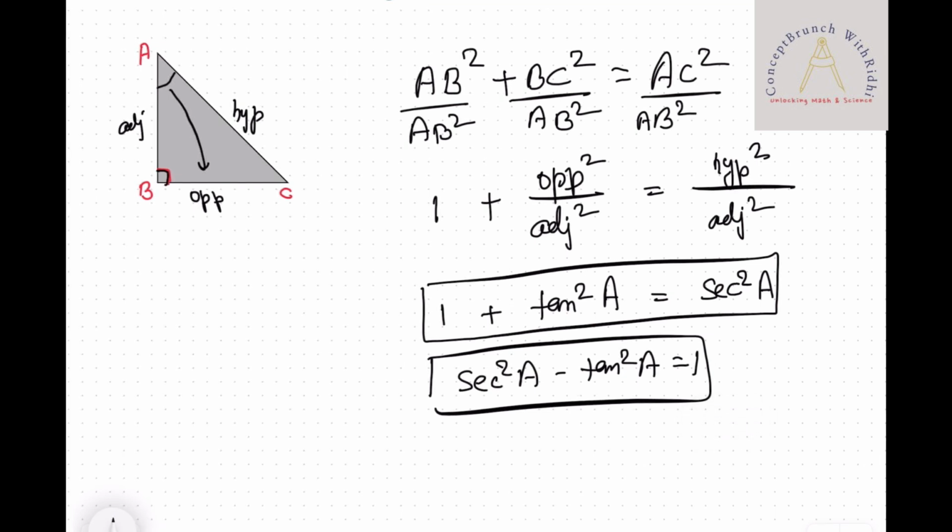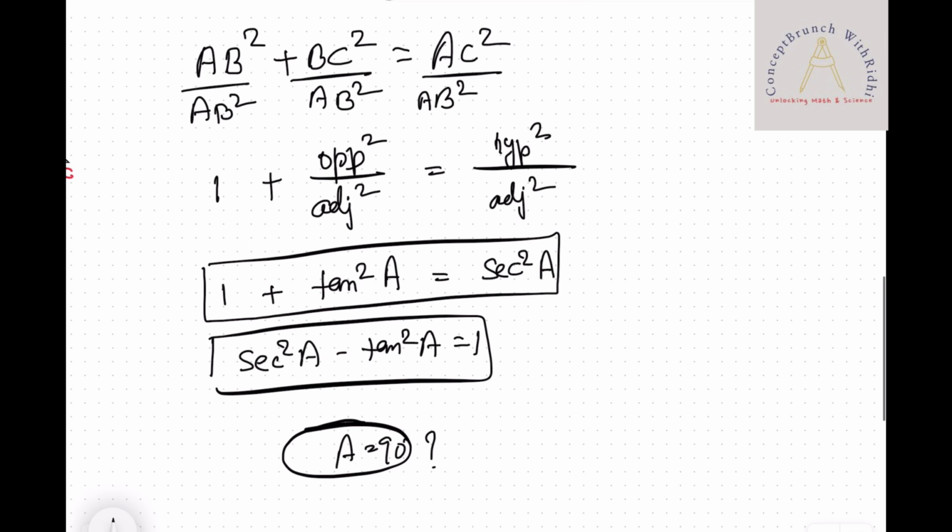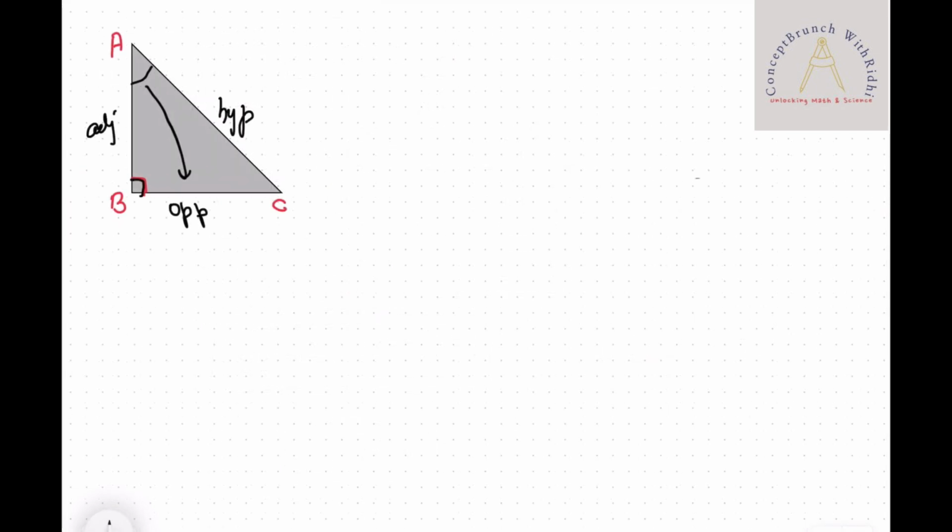Is this equation true for A equal to 0? Yes, it is. What about A equal to 90 degree? Well, tan A and secant A are not defined at 90 degree. So this is true for A when it is greater than or equal to 0 degree and less than 90 degree. Okay, let's approach the third one.